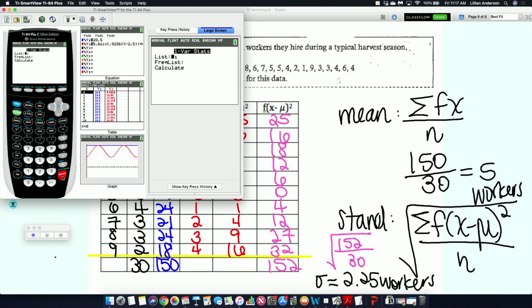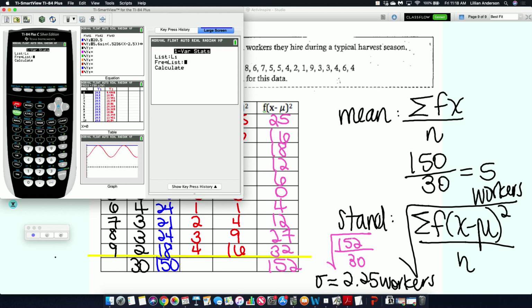Okay? Now, raise your hand if your calculator does not look like mine. And it's the same brand. We're good? Okay. All right. So, list. List represents your X values. Like, what are you listing? We were listing all of the farmers that were hired. So, that's always L1. Okay? Everyone has an L1 right there? Yes. Okay.